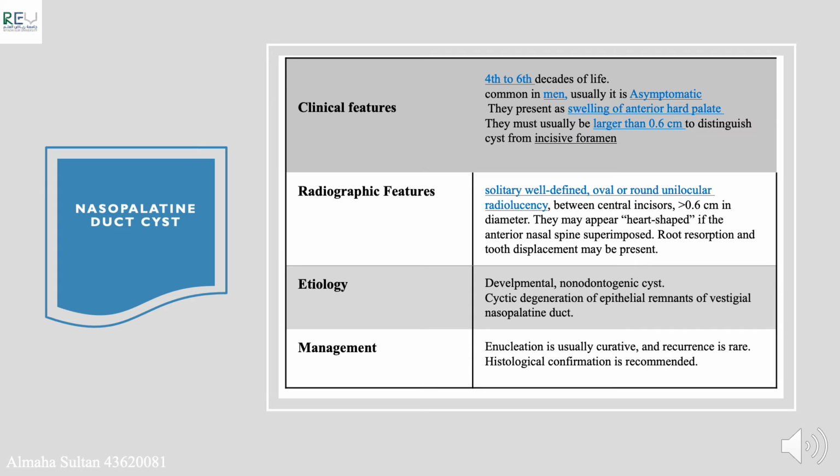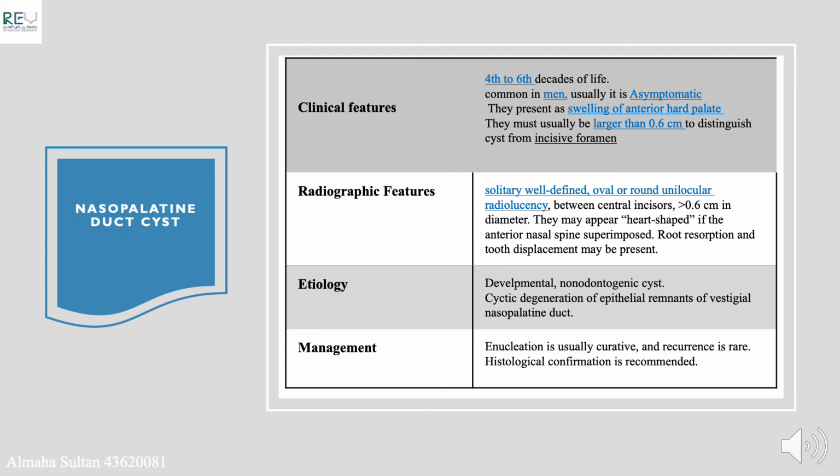Radiographic features: it is a solitary, well-defined oval or round unilocular radiolucency between the central incisors. It is larger than 0.6 centimeters in diameter. They may appear as a heart shape if the anterior nasal spine is superimposed. Root resorption and tooth displacement may be present.